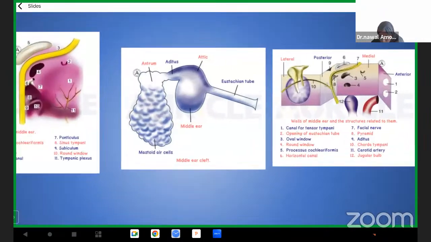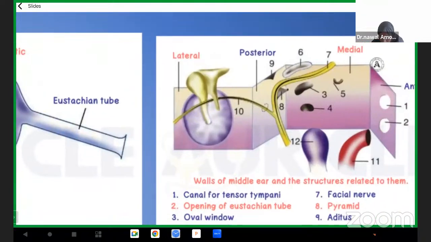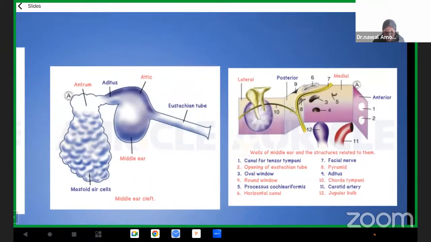the aditus is the ninth marker, if you can see here. So the aditus extends into the posterior wall. The auditory tube enters through the second opening. The attic sits between, in the medial wall, and the aditus enters into the ninth part. All right. This is just a brief diagram.